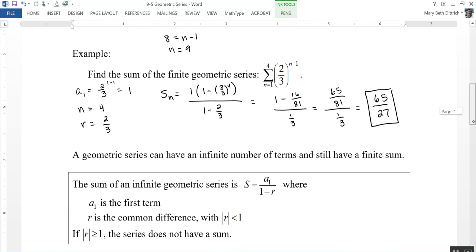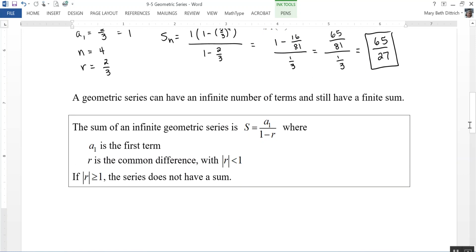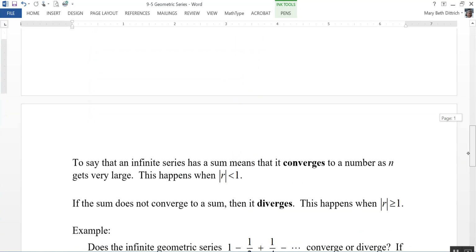A geometric series can have an infinite number of terms and still have a finite sum. So the sum of an infinite geometric series is S equals a sub 1 over 1 minus r, where a sub 1 is the first term, r is the common ratio, with the absolute value of r less than 1. However, if the absolute value of r is greater than or equal to 1, the series does not have a sum.